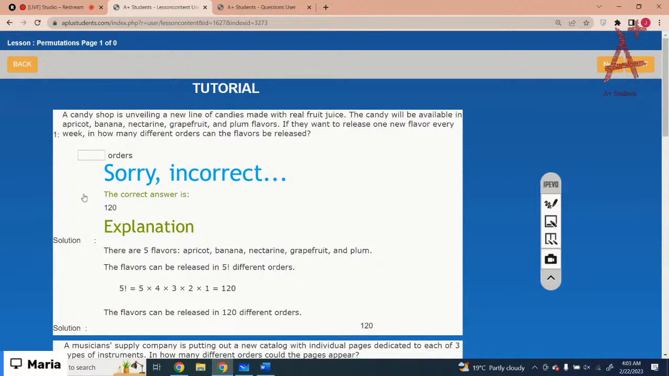Got it? That means you have 5 factorial different orders. 5 factorial means you have to start with 5 and multiply all the numbers between 5 and 1. So you have to do 5 times 4 times 3 times 2 times 1. Got it? So it is 120. That means the flavors can be released in 120 different ways. Got it?